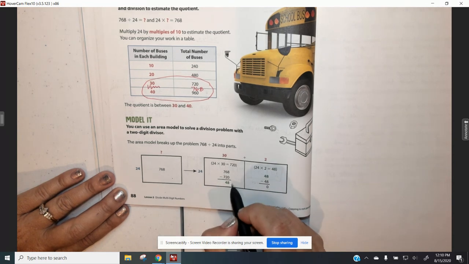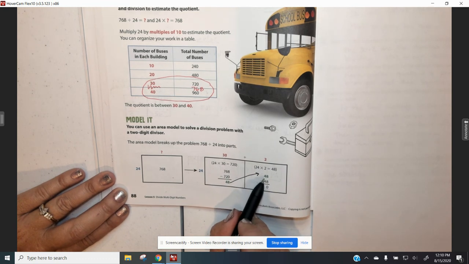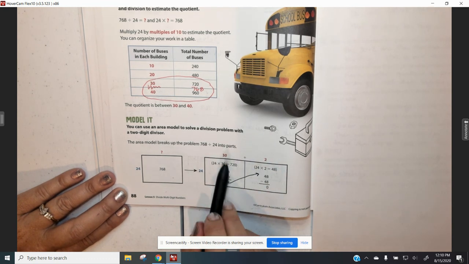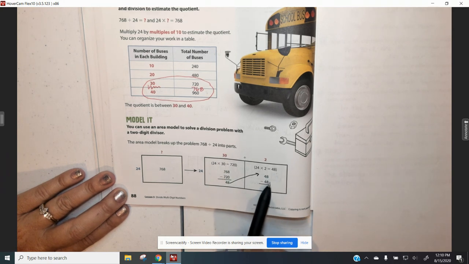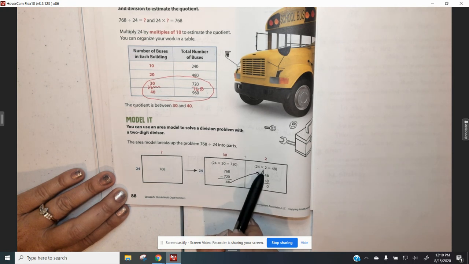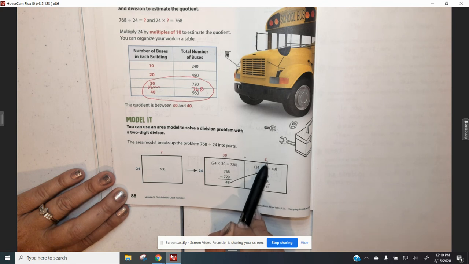That remainder then goes over into the next rectangle. So our first partial quotient is 30. Then we're going to see how many times 24 goes into 48. Well, we know that 24 times 2 equals 48. So we're going to write our next partial quotient as 2 up in the quotient above the box.